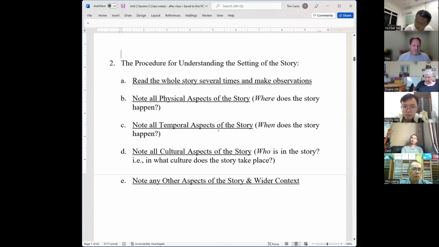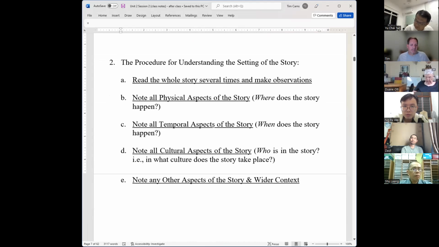And so the procedure that we went through last time we were together to do the setting analysis of the story was first reading through the whole story several times, making observations.